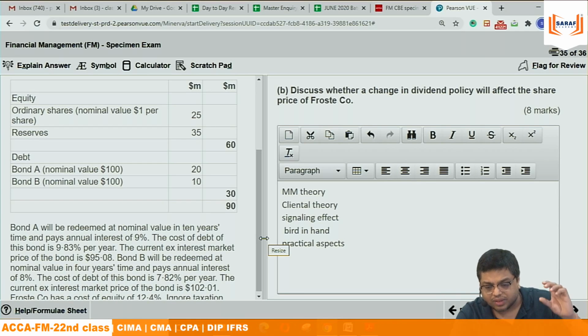In a paragraph, you will be writing, first of all, what is dividend, what is share price, and what is the relationship. In the second paragraph, you will say what the common sense in the market is: dividend is paid out of profit, dividend is paid out of cash flow.